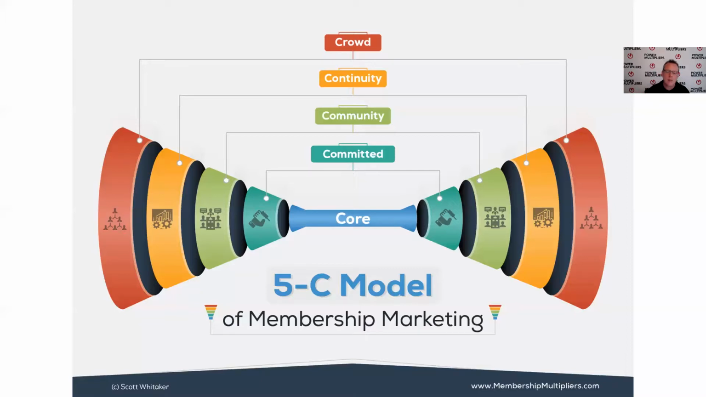By the way, some of you might be asking, how do I know somebody who's in the core? Well, the people who are in the core of your membership, they're most active. They're the ones who are helping other members. They're the ones who are making referrals to your membership. They're not just highly committed. They're now taking leadership within your membership at large. All right, so again, those are the 5 C's: crowd, continuity, community, committed, core.